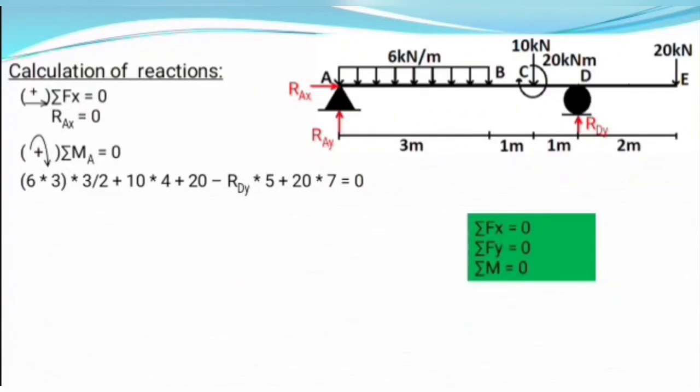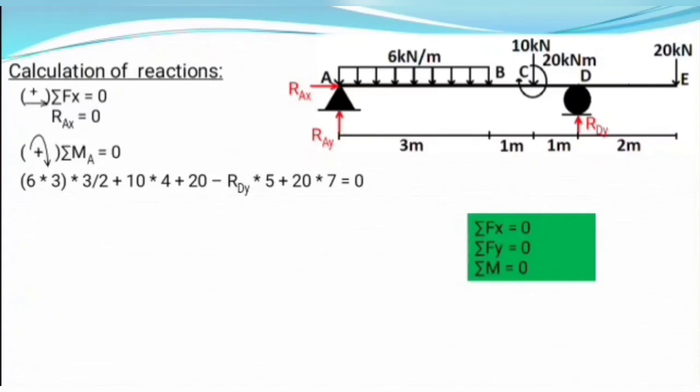First I am going to explain this equation to you all. This is nothing but the summation of moments due to all the forces in the beam about point A. Simply, how do you calculate a moment? You multiply any force with its distance from a point about which moment is required.